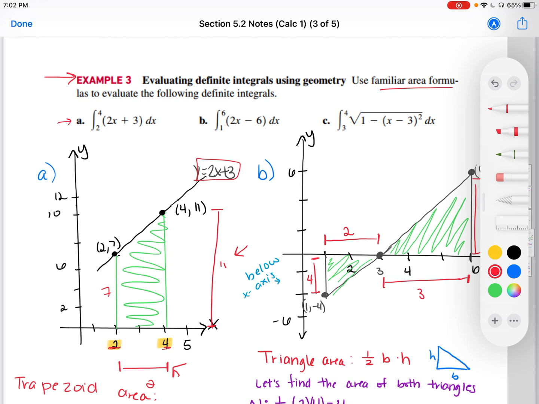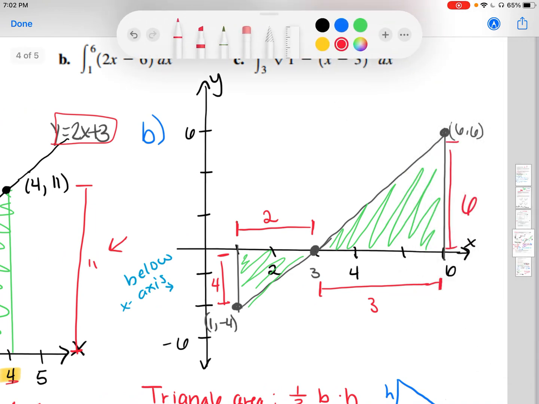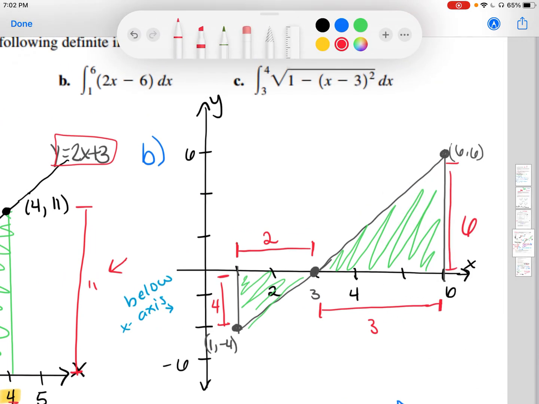Next, we have B. The integral from 6 to 1 of 2x minus 6 dx. So I graphed your function for you. We have 2x minus 6, and we have our line. And if we enclose it from 1 all the way to 6, we see that we have an area below the x-axis and an area above the x-axis. Notice that below the x-axis, this is going to be a negative area, and this is going to be positive. Let's find the areas of these triangles.